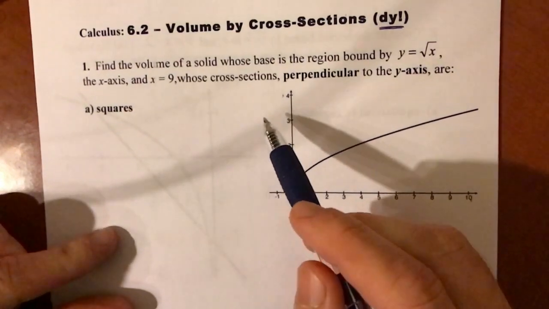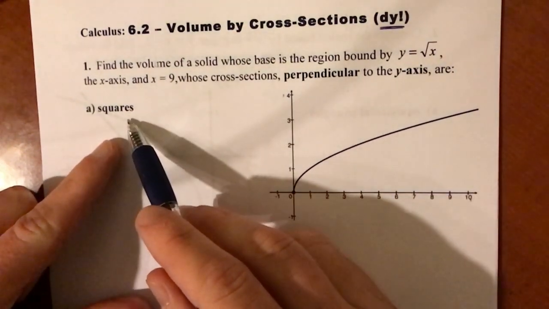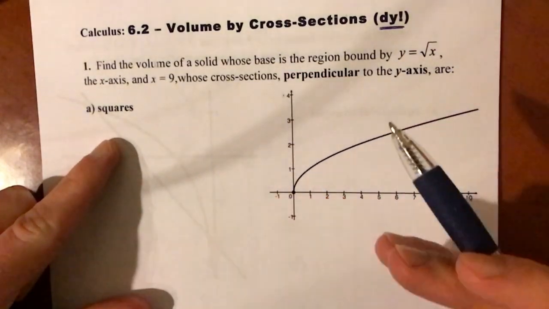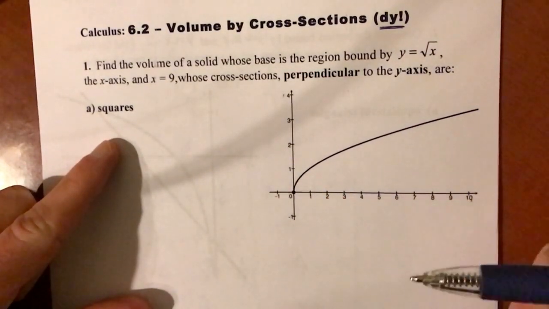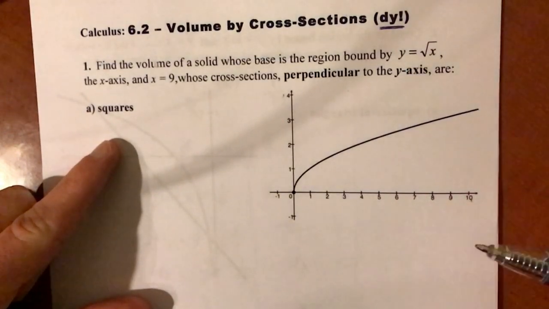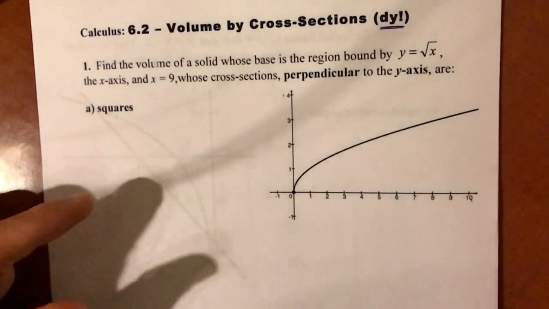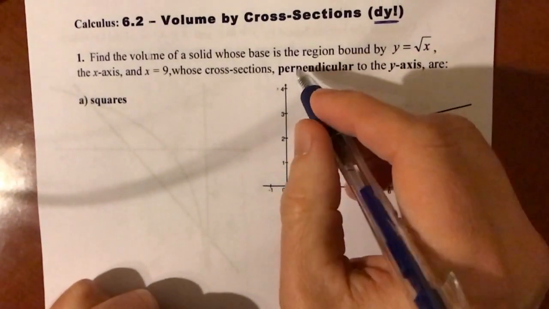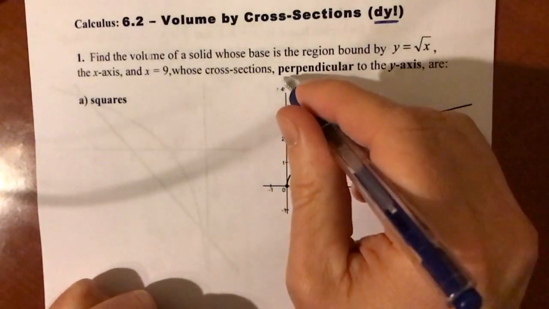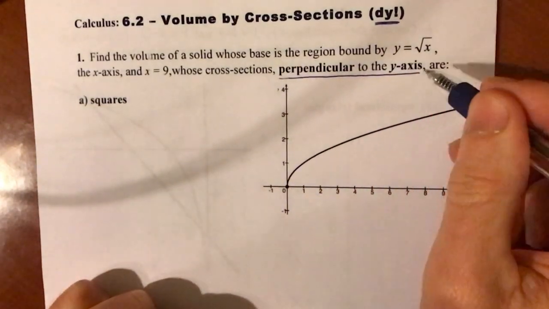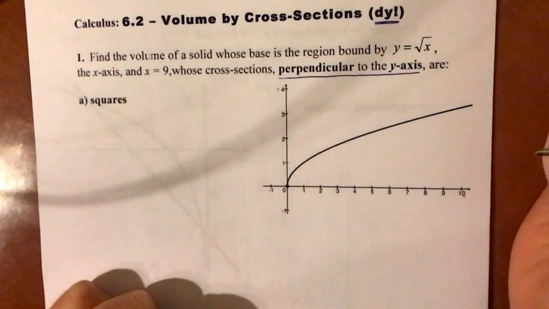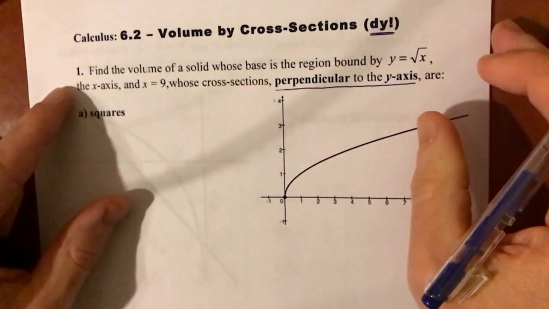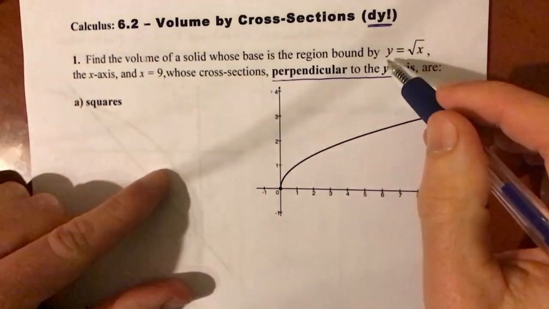And so if they're specifying that we have squares when we go perpendicular to the y-axis, that's really the way we're forced to do it, because I don't know what cross sections I might get from doing it with respect to x. So you kind of have to go with what they give you. That is just a good rule of thumb here: if it's perpendicular to the y-axis, then you're doing dy.